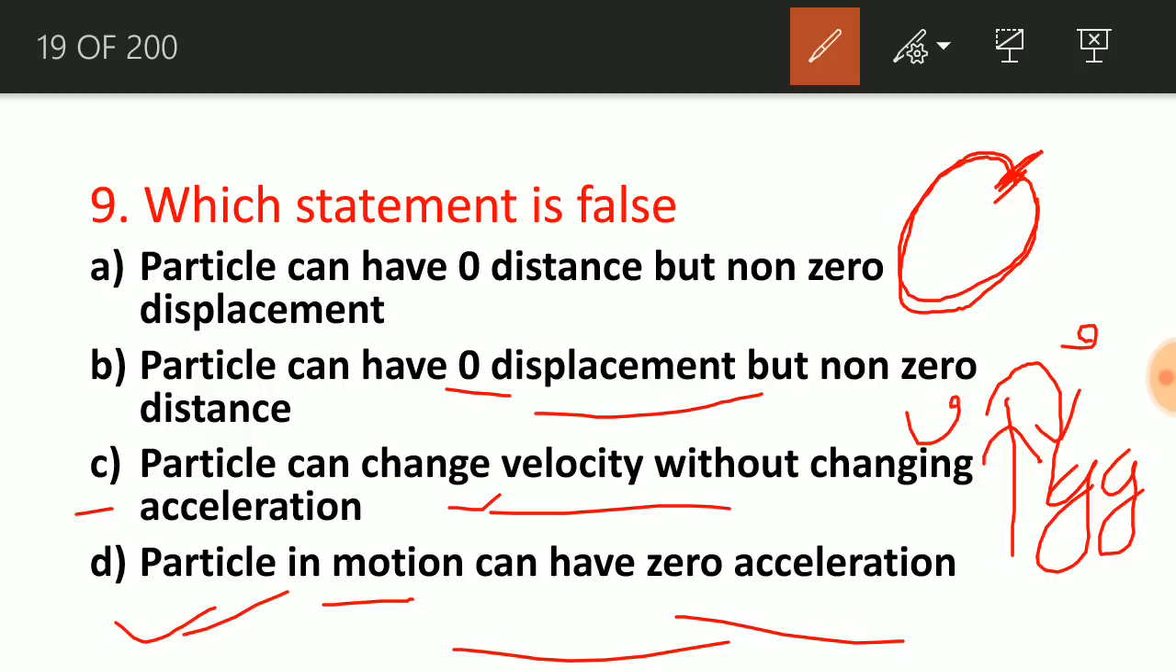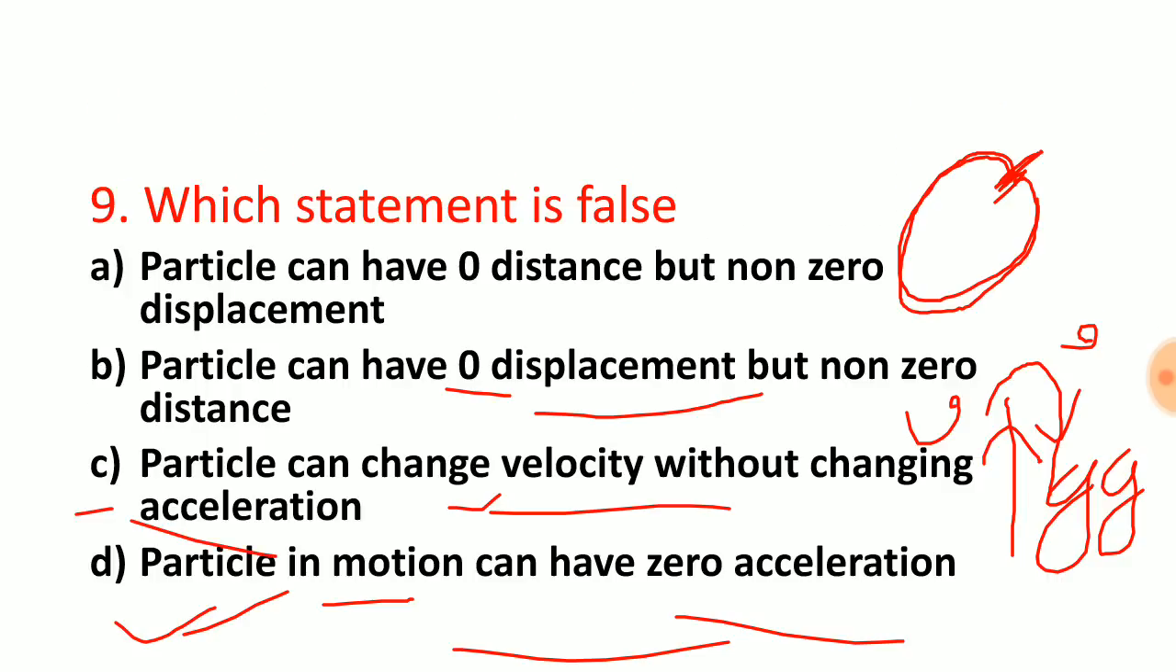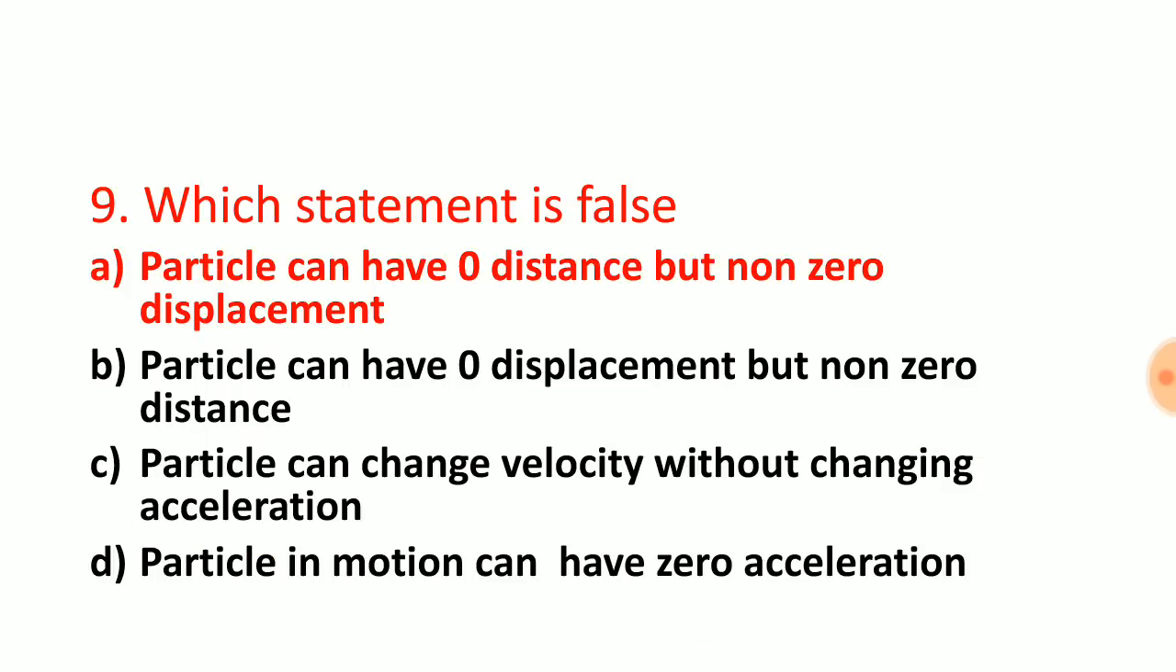A particle can have zero distance but non-zero displacement, this is incorrect. Because of this, option choice A is the correct answer for this question. Particle can have zero distance but non-zero displacement.